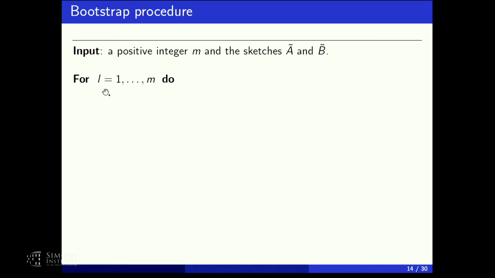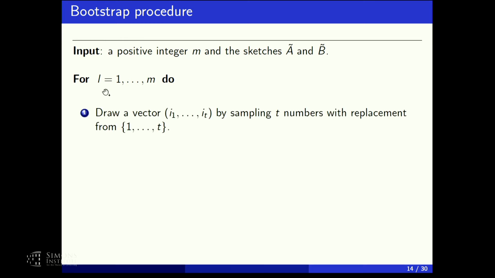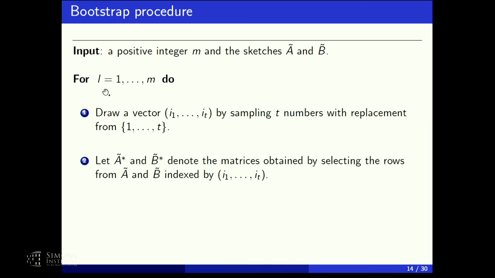All right, so here's the algorithm. I could fit it easily all in one slide. So the input is an integer m. That's the number of samples I'm going to generate. And then the only other inputs are just the A tilde and the B tilde. All right, so here's the loop. I'll draw a vector of numbers without replacement from the set 1 through t. I'll take those indices, and then I'll plug them into my sketches, and take the rows of A tilde and B tilde indexed by these random integers, and that will give me two new matrices, A tilde star and B tilde star.